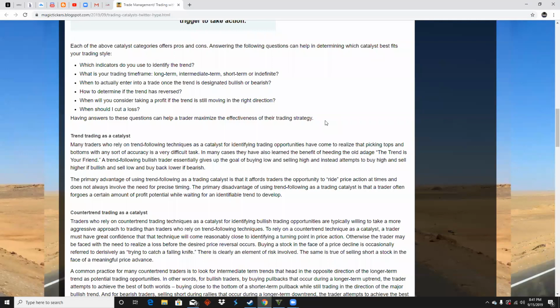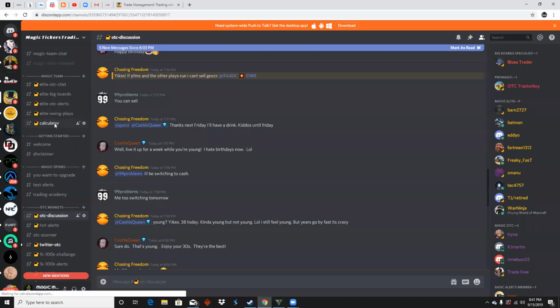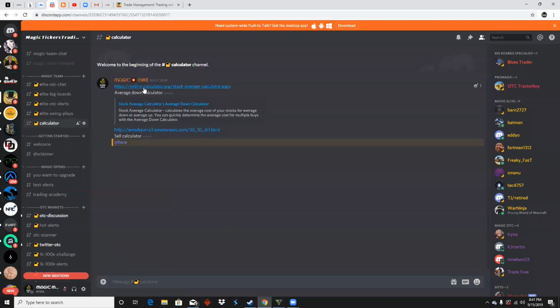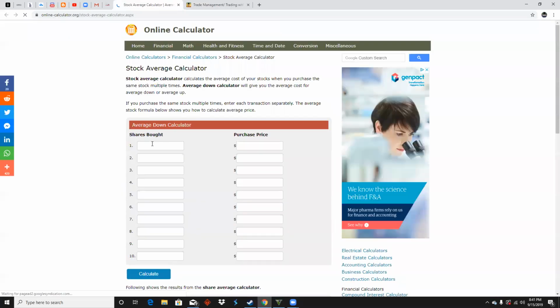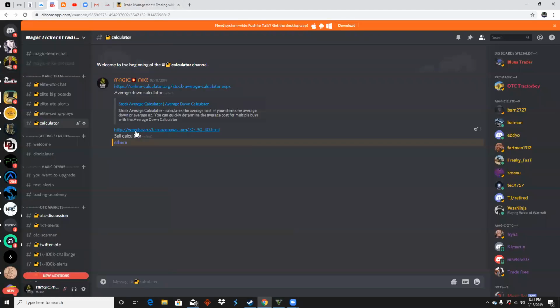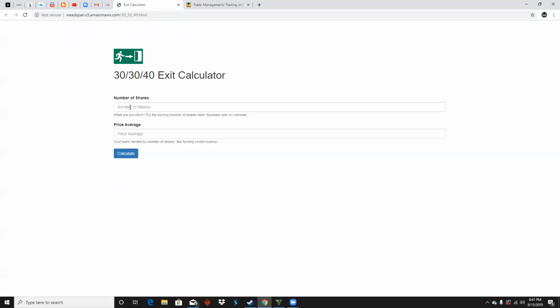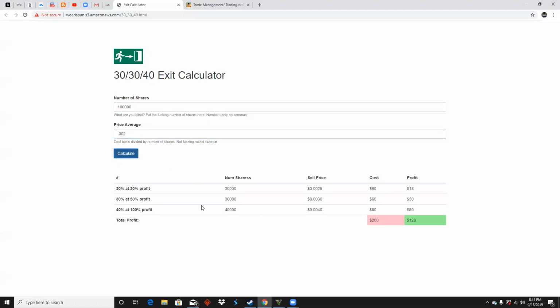I do have a calculator in the chat room for that. It's under Elites, right here under calculator. Online calculator, that's the averaging calculator. This right here is the 30-30-40 rule, where we have so many shares. Let's say we've got 100,000 shares of something, and you've got an average price of 0.02. Obviously this calculates that we get 30% at 30% profit.